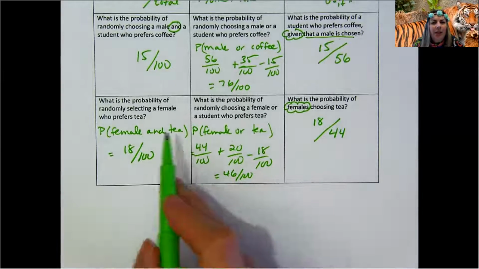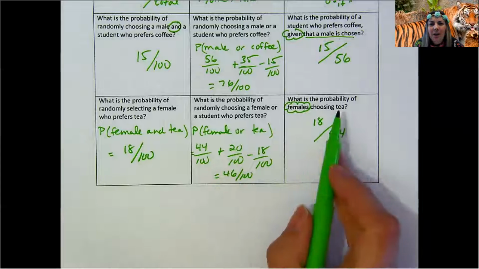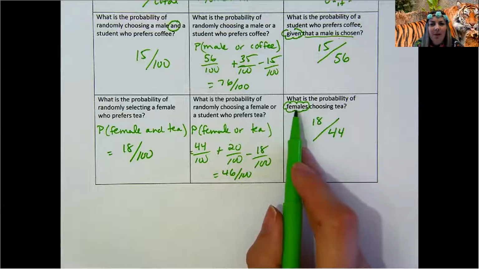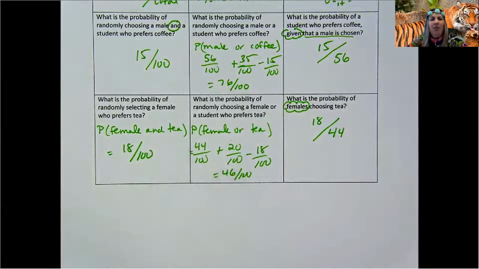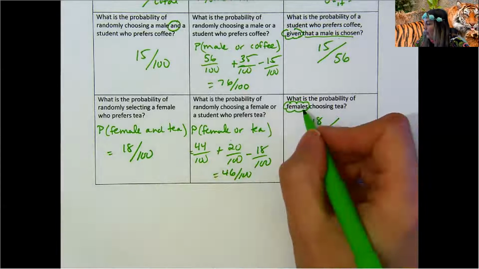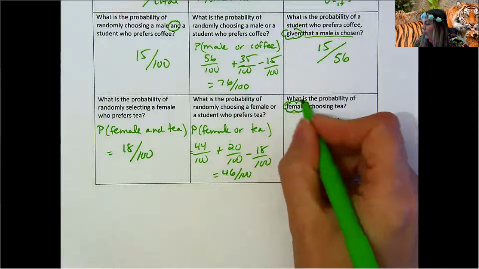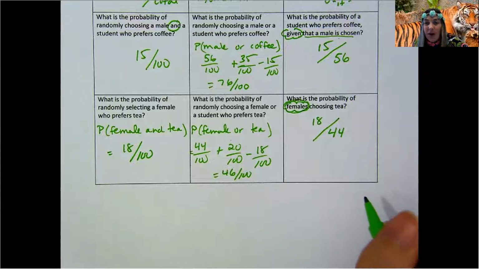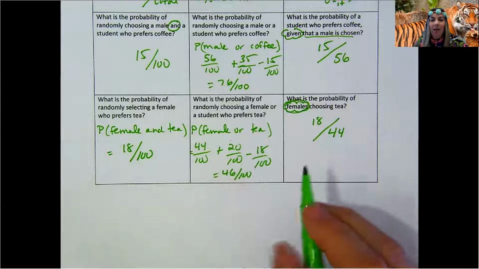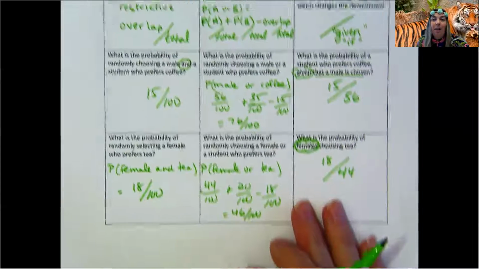So what's the difference? They're telling you we're only focusing on females choosing the tea. Whereas over here, they're so similar. What is the probability of randomly selecting a female who prefers tea? What is the probability of females choosing tea? So this one is narrowing you down only to females. It's a little confusing. We'll get our practice going though, so you can start to see the little differences that will be popping up.